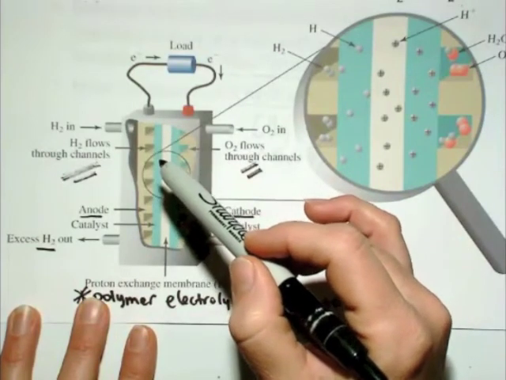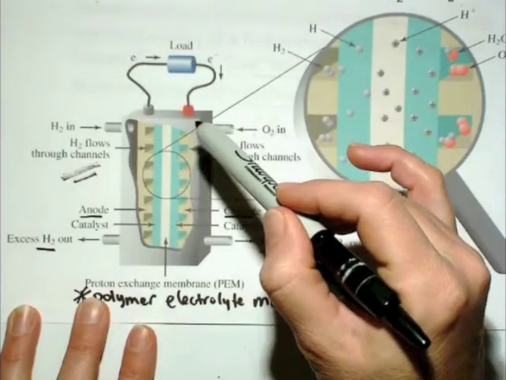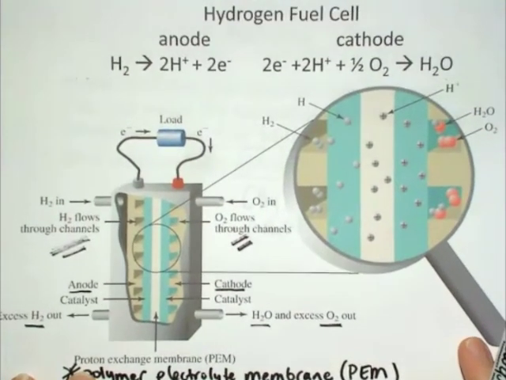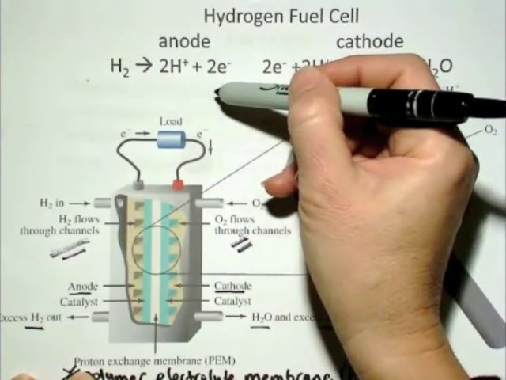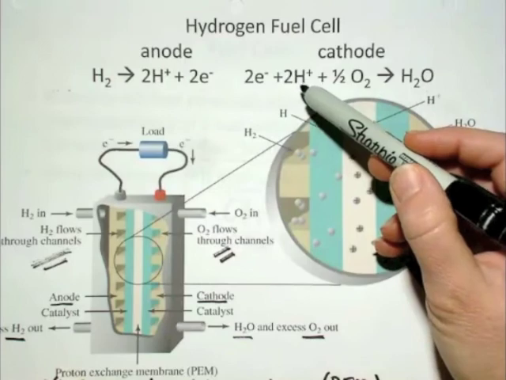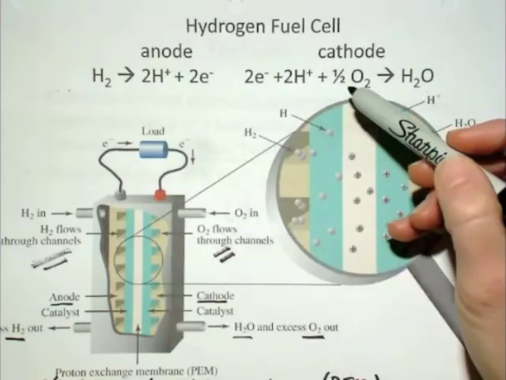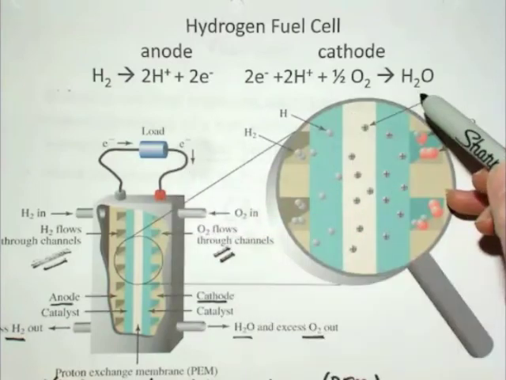At the anode, we have oxidation occurring, then the electrons are shuttled around to the cathode compartment where reduction is occurring. At the anode, the reaction is hydrogen releasing electrons to give the hydrogen ion. In the cathode, the hydrogen ion has made its way across the membrane, and it's going to meet up with the oxygen that's flowing in on that side to produce the product water.